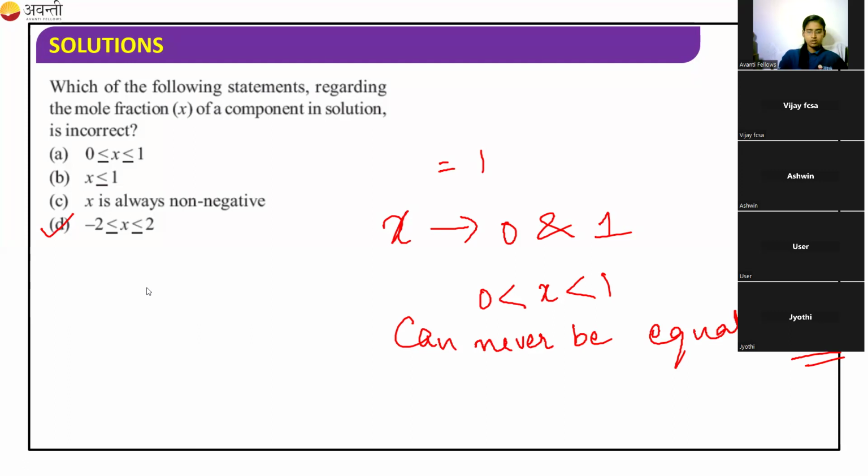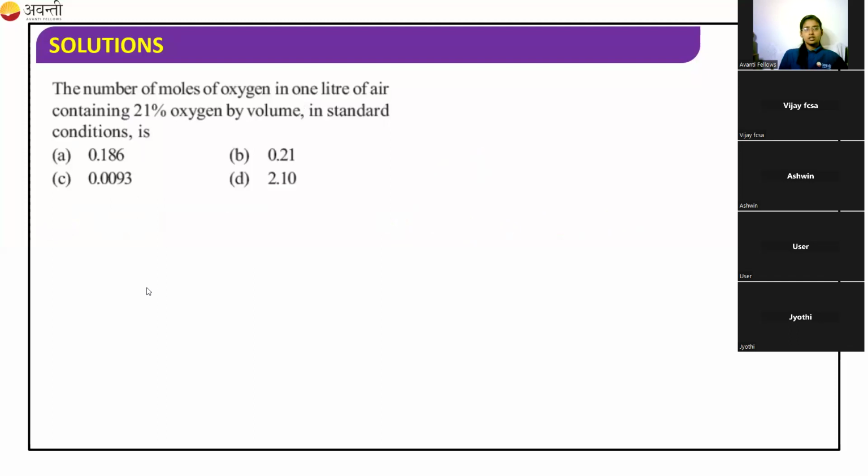Very good. So let's move on to one more question. The number of moles of oxygen in 1 liter of air containing 21% of oxygen by volume in standard condition is. So we have to find out the number of moles of oxygen first in 1 liter of air, containing 21% of oxygen by volume in standard condition. So the percentage volume of oxygen.